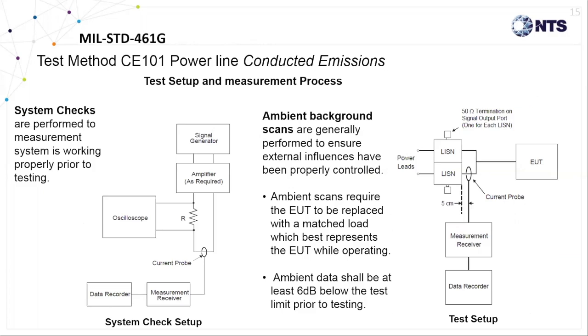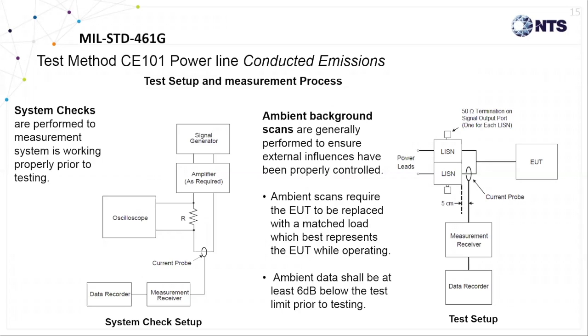Now, CE101 measurements are typically performed using a split core current probe placed around each power line separately. This measurement combines both common mode and differential currents in one scan. It must be stated that excessive background electrical noise produced by the power source can impact these results. Therefore, an ambient background scan is generally required when the test results are found to be within 6 dB of the test limit, even when relaxed or extrapolated.